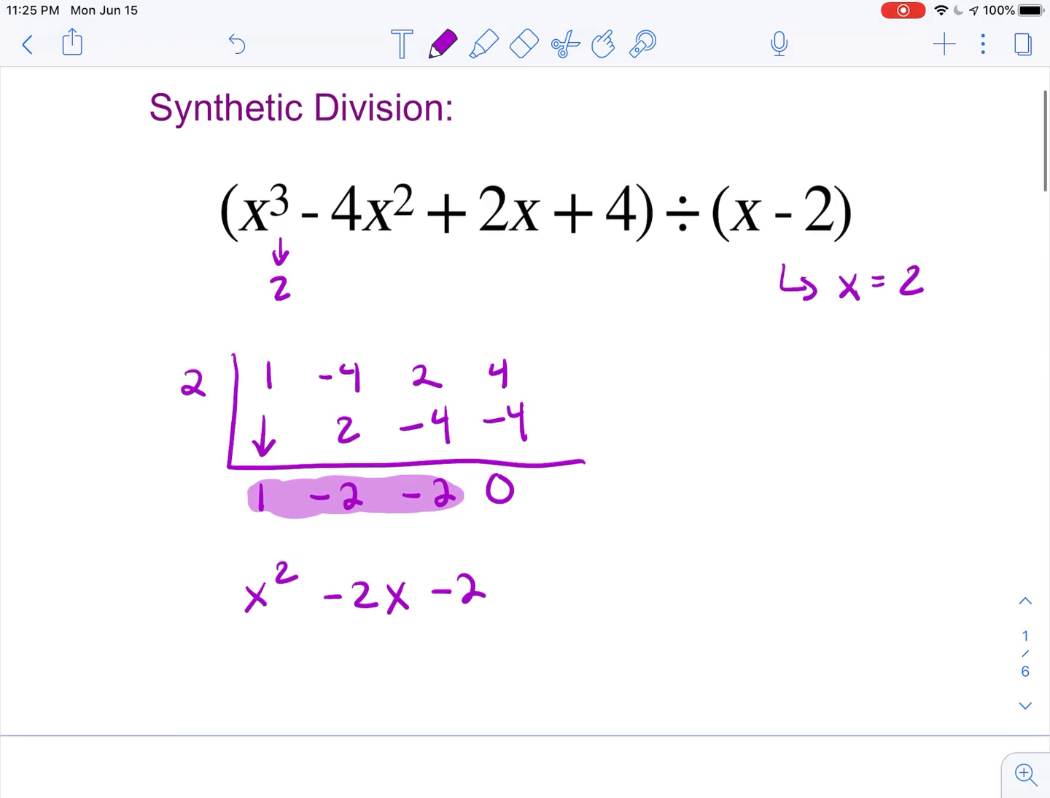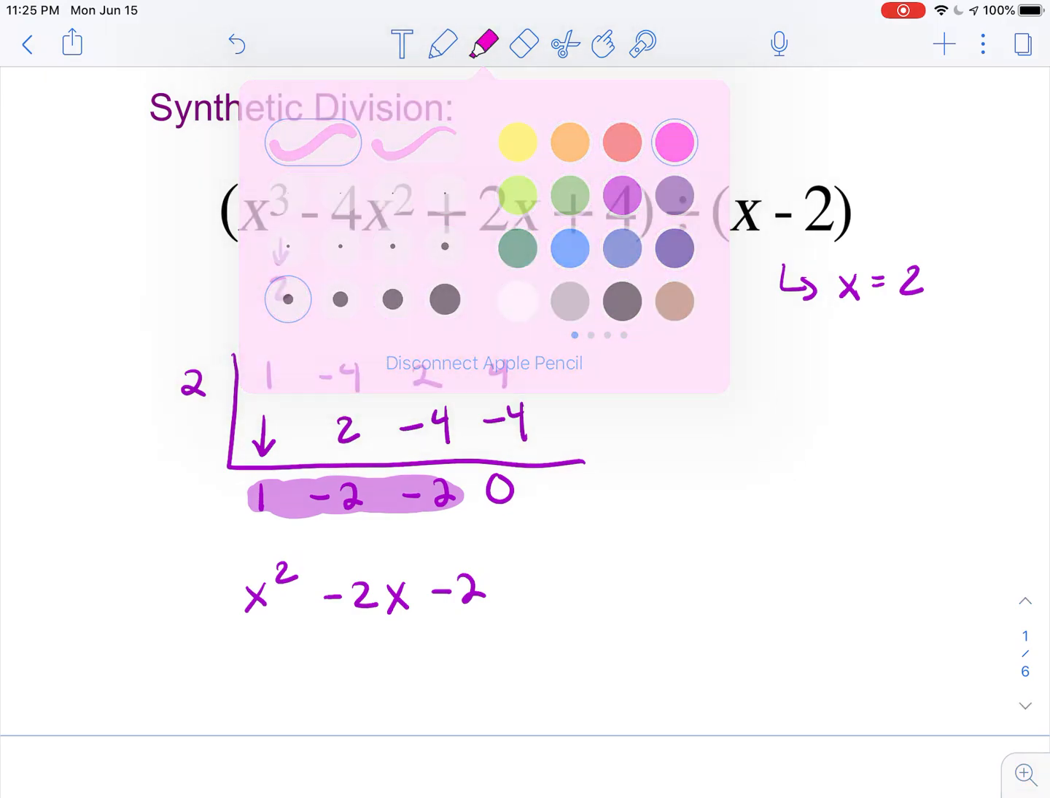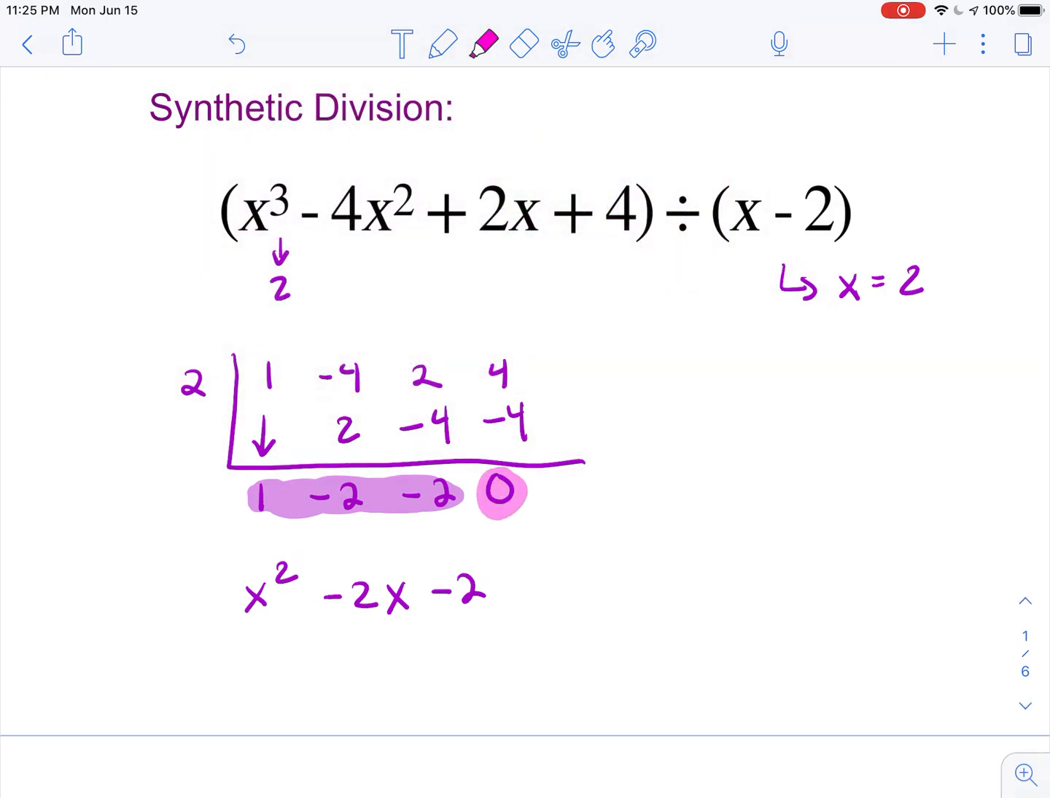Now, this number right here at the end, this 0, would typically represent whatever our remainder is. Now, we don't have a remainder, so that's good. So our final answer here for our division is this quadratic right here.